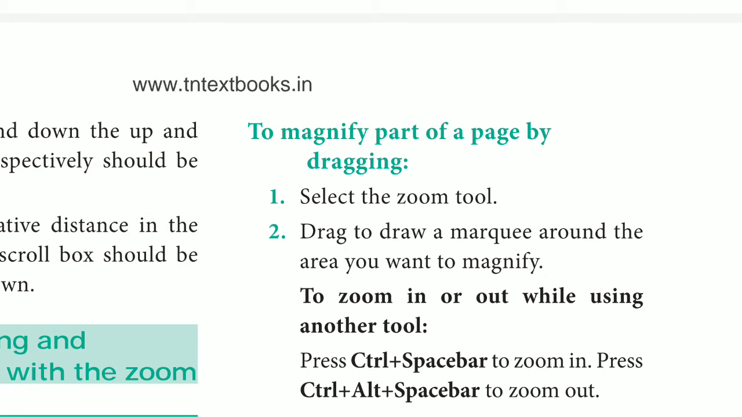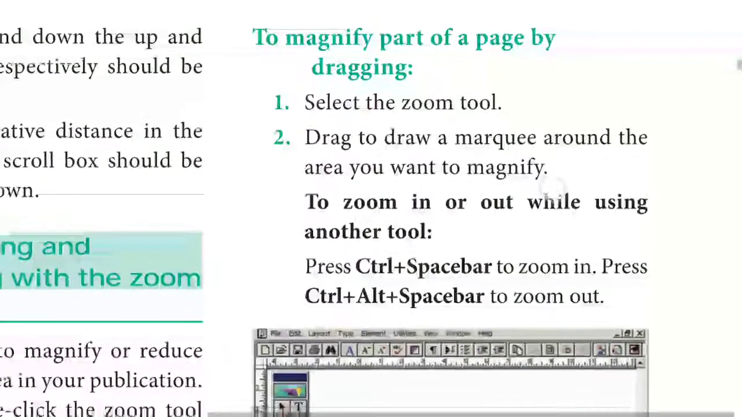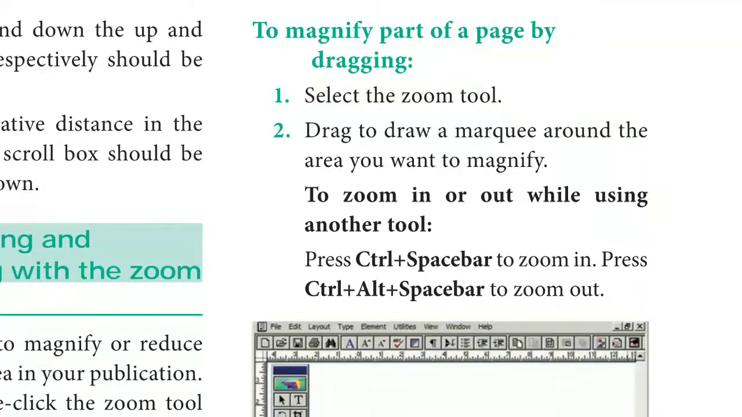Okay, so to zoom in or zoom out while using another tool, you can use Control plus space bar or Control plus Alt plus space bar. Zoom in means you can use Control plus space bar, and zoom out means Control Alt space bar. So while using another tool such as a text tool or rectangle tool, if you want to zoom in, then you can use this shortcut key Control plus space bar, or Control Alt plus space bar to zoom out.